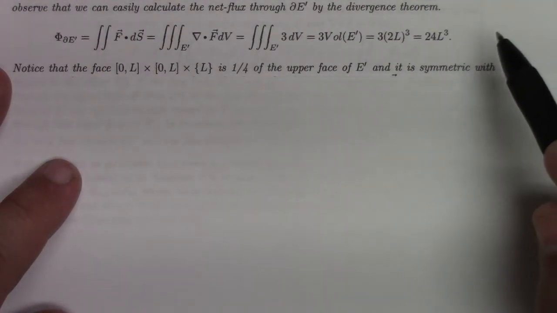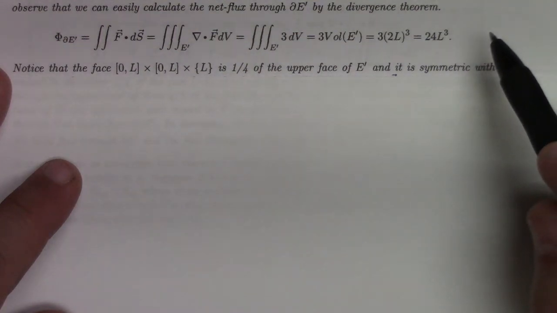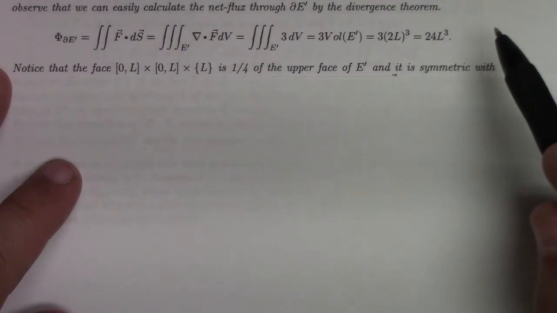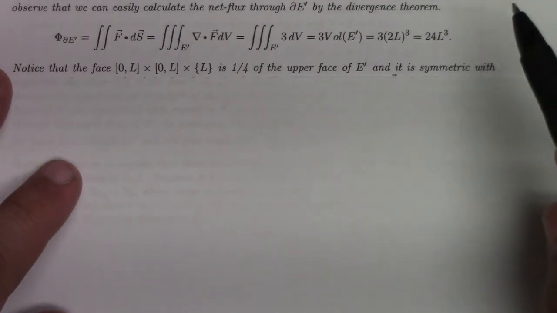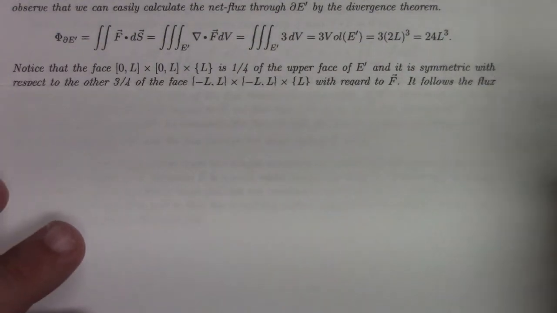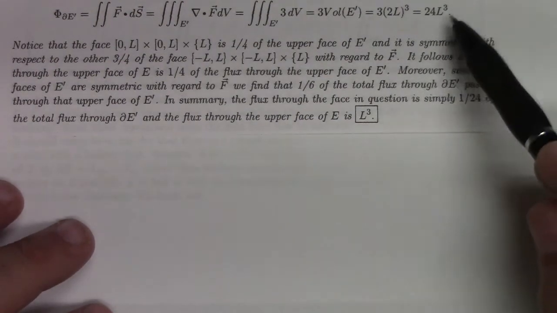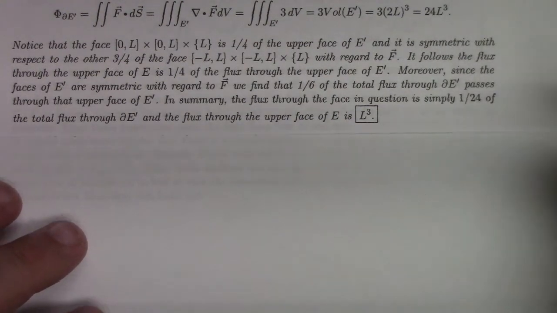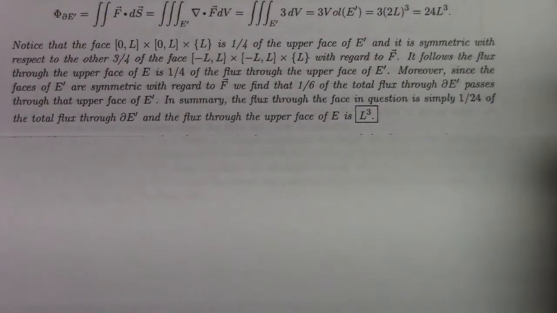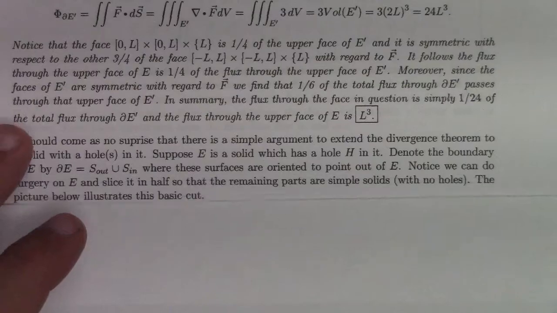That seems wrong. I'm missing some dimensional constant in the vector field. Sorry about that. But anyway, by the symmetry, 1/24 of that is just L cubed, given the current system of units. The flux is just 1/24 of the total flux through the whole cube.